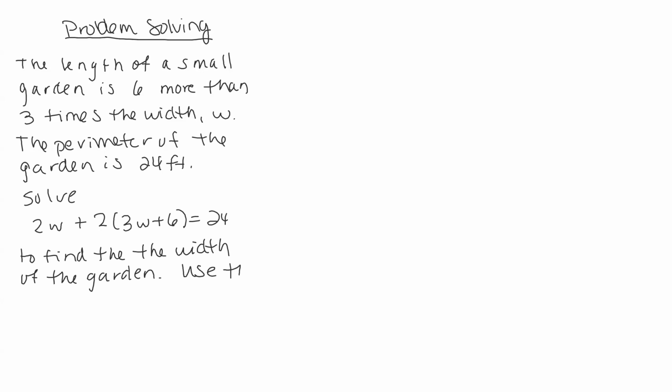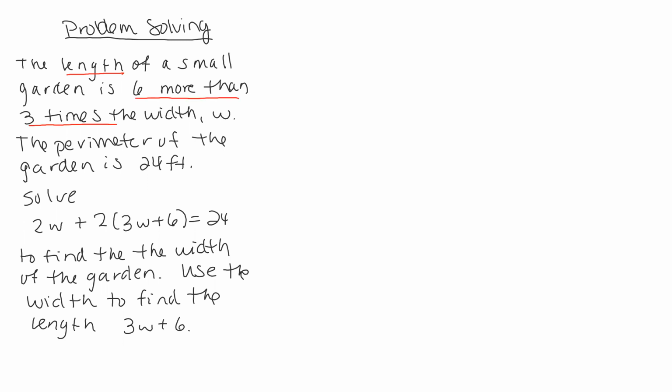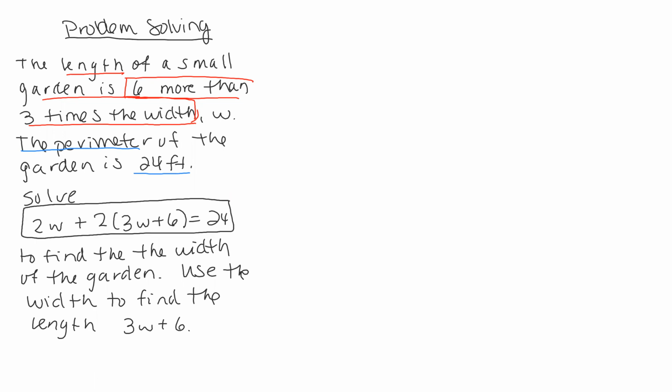And then use the width to find the length, 3W plus 6. Okay, a lot is going on in this particular problem. So I'm going to start underlining and circling things. First up, we have that the length of the garden is 6 more than 3 times the width. So when you see the length, we know that we're going to take whatever the width is, multiply it by 3, and then add 6. We are then told the perimeter of the garden is just flat out 24. We are asked to solve this equation right here, 2W plus 2 times 3W plus 6 equals 24.